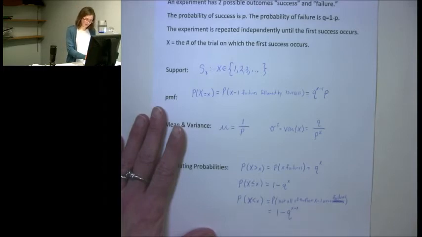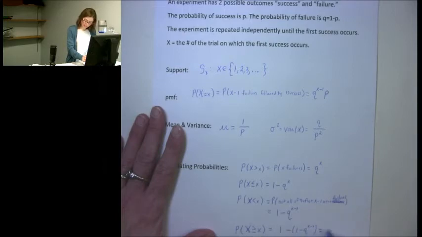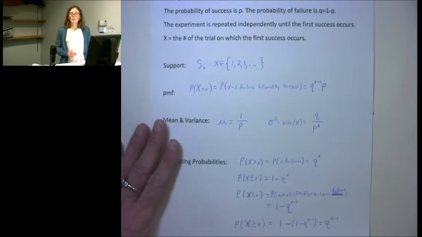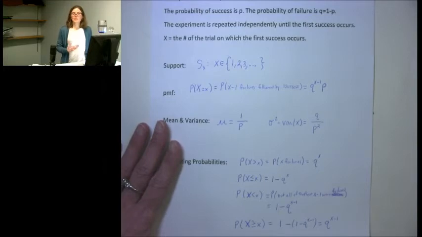And then again, we can use the complement to find the probability that X is greater than or equal to a particular value, little x. It is the complement of being less than x, so that's 1 minus the quantity 1 minus q to the x minus 1, which gives us q to the x minus 1. So in terms of calculating probabilities with a geometric distribution, these are very useful to think through this way.